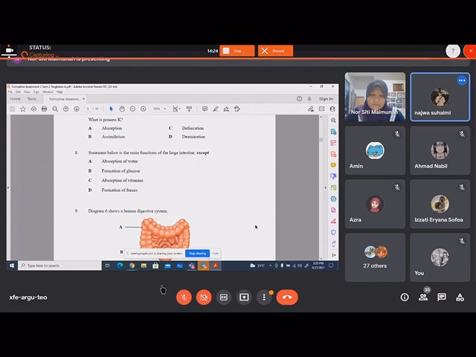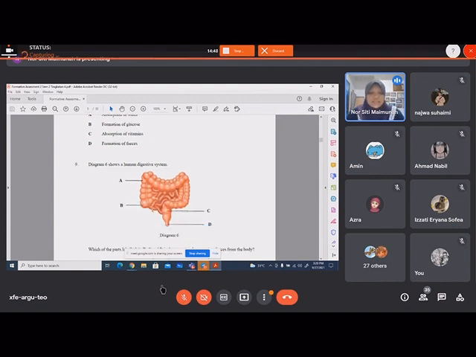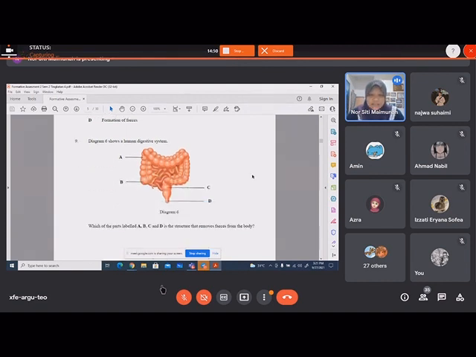Yes, teacher. Number 8, the statement below is the main function of the large intestine except B, formation of glucose. Formation of glucose. Okay. Yes. So these are the roles of the large intestine: absorb water, absorb vitamins, form feces, and it is also the habitat for the good bacteria.